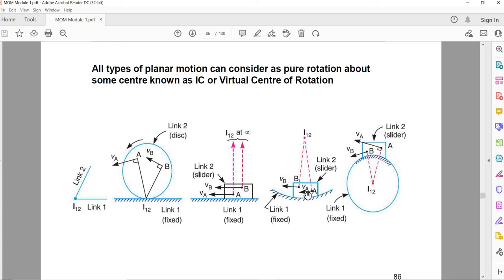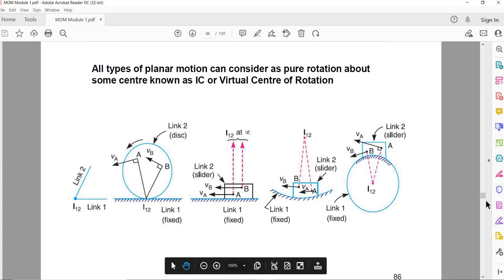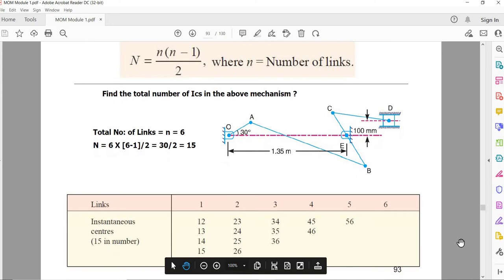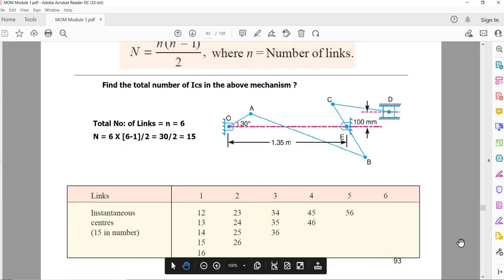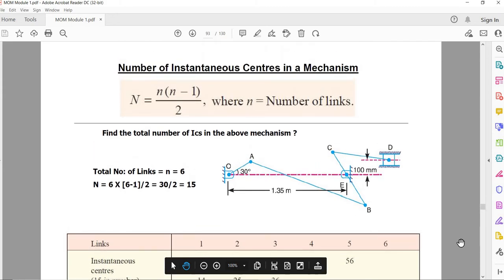As we know, Arnold Kennedy's theorem states that if you have three links moving relative to each other, they should have definitely three instant centers, and all these instant centers should lie on the same line. We'll see how to do a problem here. The first thing, we want to find out the total number of instant centers in a given mechanism. For that you can use the formula N equals n into n minus 1 by 2.